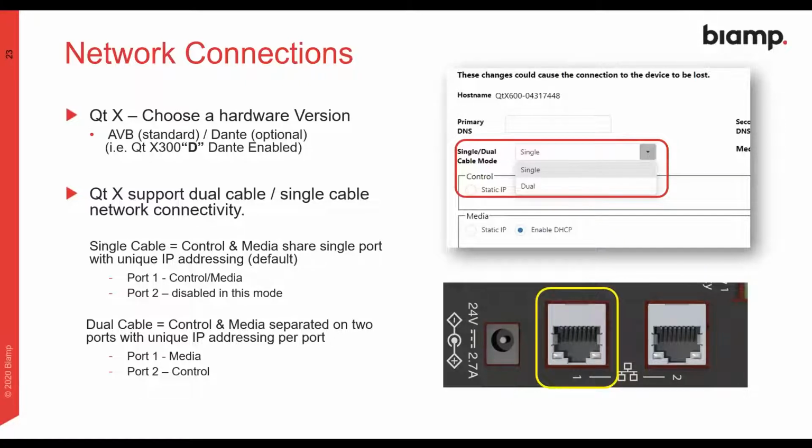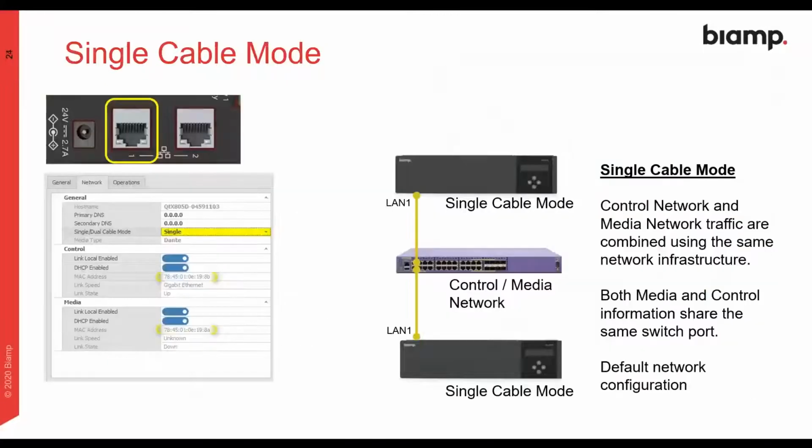In dual cable mode, you can separate them out, and control jumps over to port 2. So you would then do anything with discovery, sending configuration files, and finding devices on port 2, and then port 1 would only be used for our media transport.